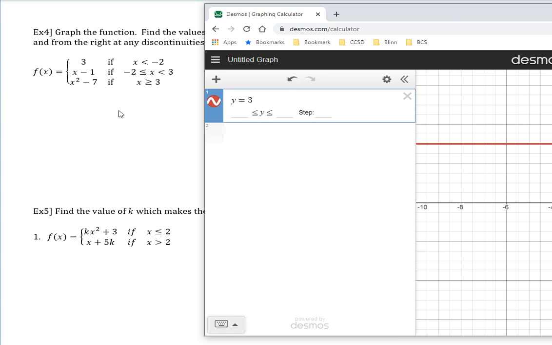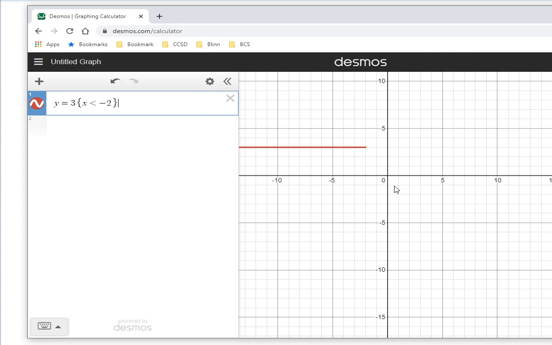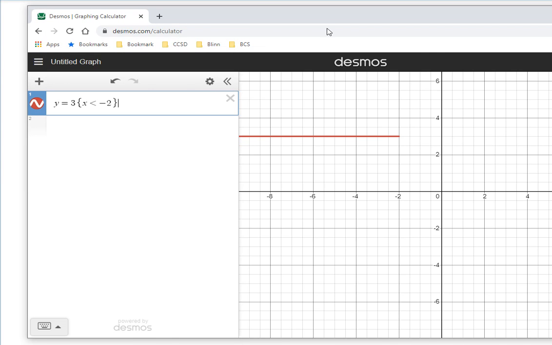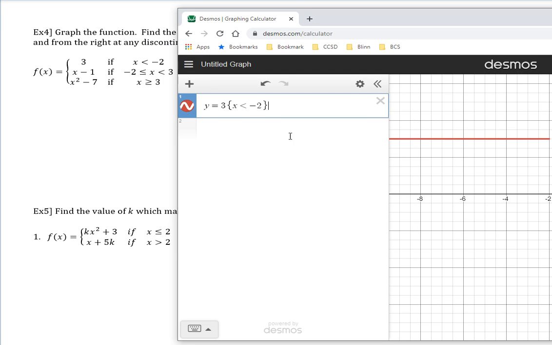Okay, so now that I have y equals 3, I need to get this interval involved. To do that, I use the brace, and then I just type it in as I see it. So x is less than -2, and then another brace. And then from there we can see that looks like the graph. That is a horizontal line. Remember, y equals a constant is a horizontal line, with the y coordinate as that number. So notice it's 3 everywhere I'm dragging around on it. Okay, so there's the first piece.